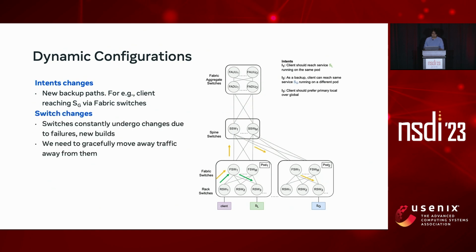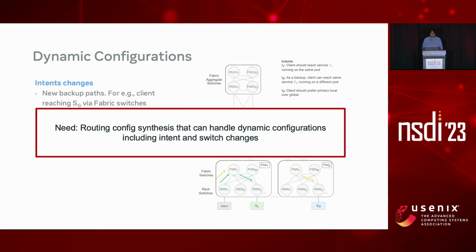Another example of dynamic elements is switch changes. Switches constantly undergo changes due to failures or new builds. So we need to move gracefully away from these switches without disrupting the intents. For example, if this SSW switch comes down for maintenance, the backup paths should still be supported in the network by taking a different SSW which is available. So there is a need for routing config synthesis that can handle dynamic configurations, including intent and switch changes.